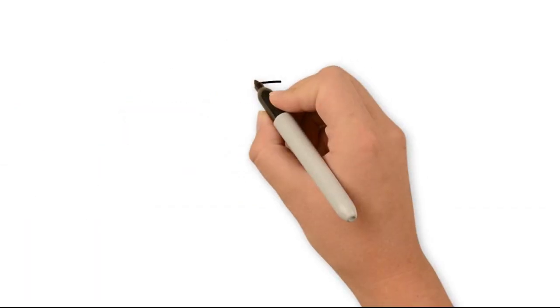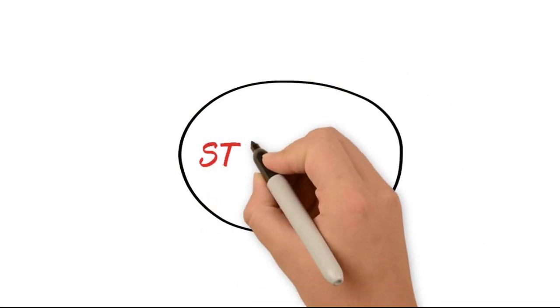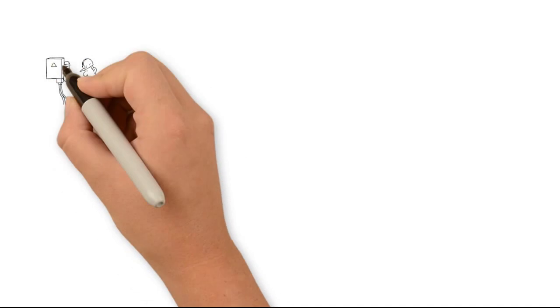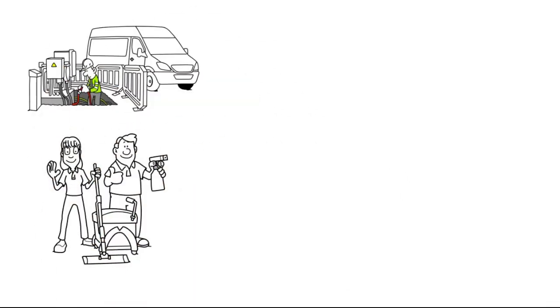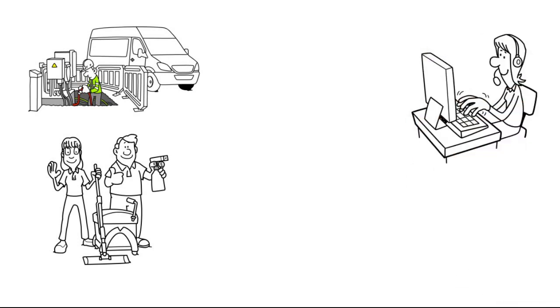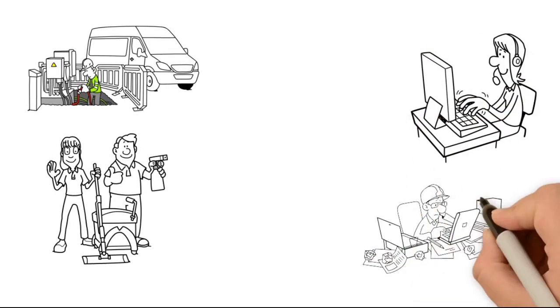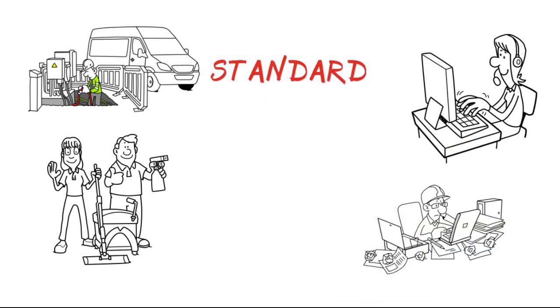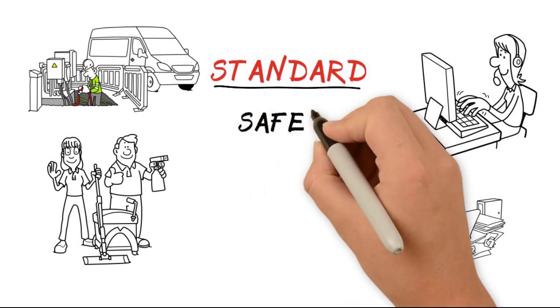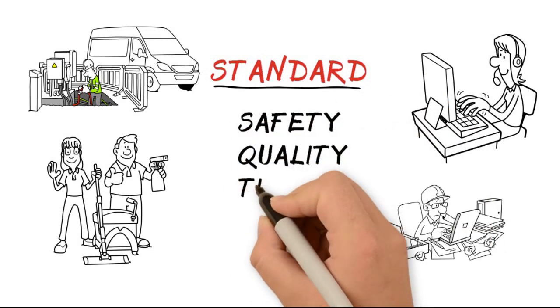Lean thinkers believe that all work is accomplished through a process, and for every process, we should have a standard. It doesn't matter whether we're talking about manufacturing processes like assembly or production, or an administrative process like customer service or engineering or registration. We need to have standards for these processes. Standards around items like safety, quality, timeliness, and cost.